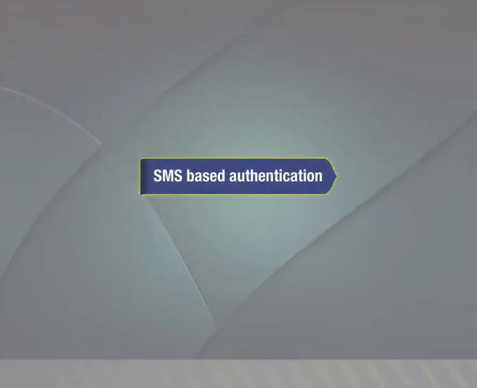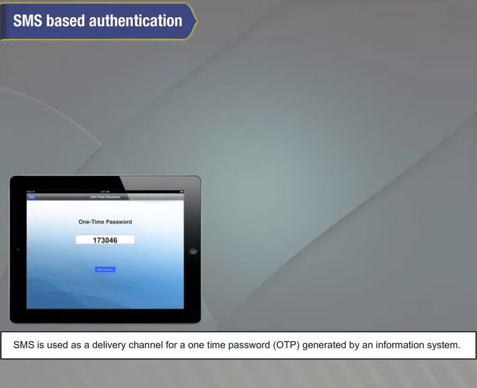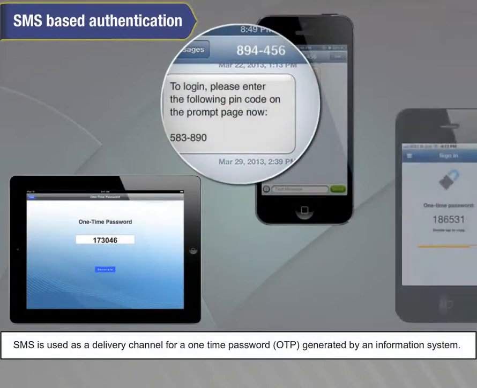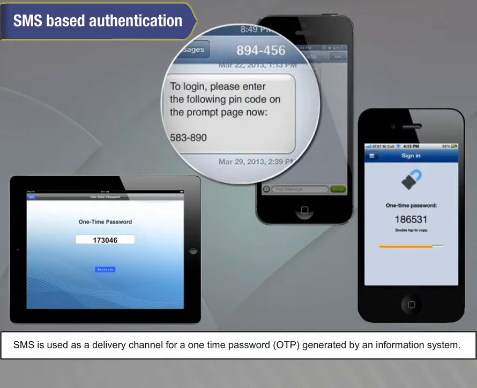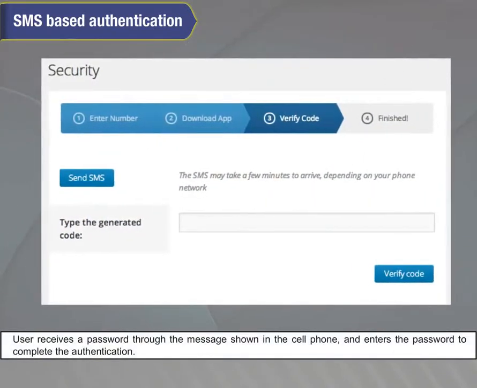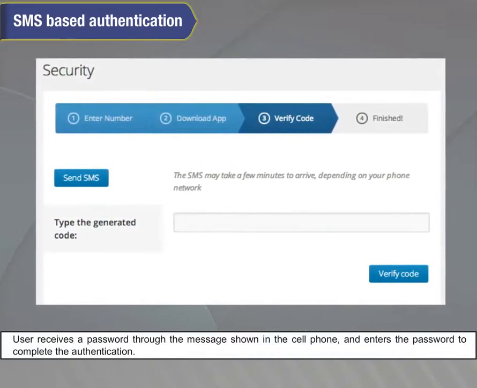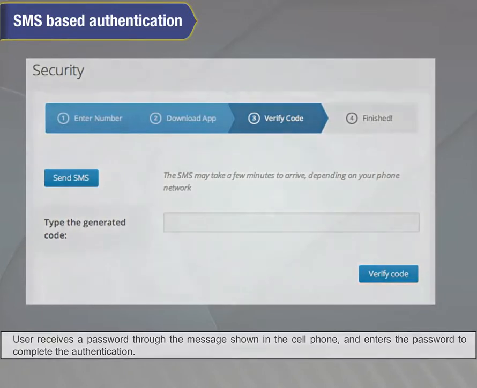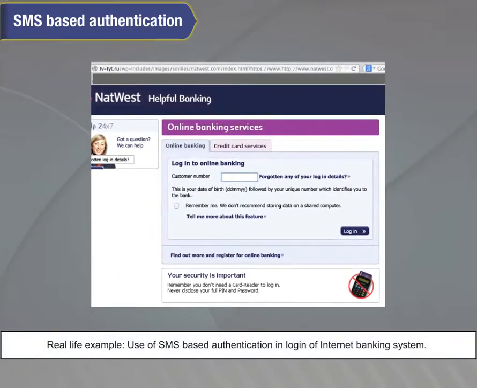SMS-based authentication. SMS is used as a delivery channel for a one-time password OTP generated by an information system. User receives a password through the message shown in the cell phone and enters the password to complete the authentication. Real-life example: use of SMS-based authentication in login of internet banking system.